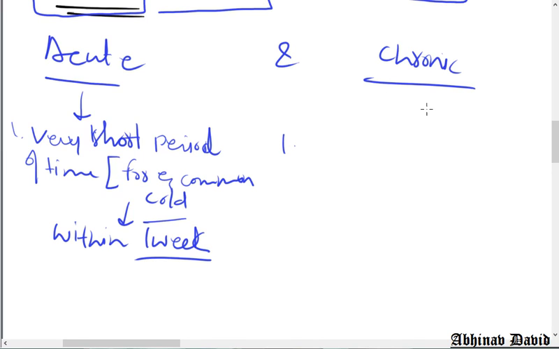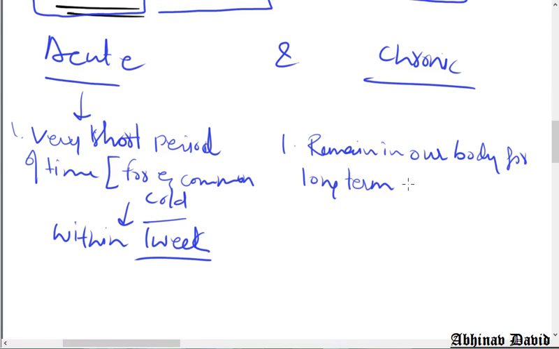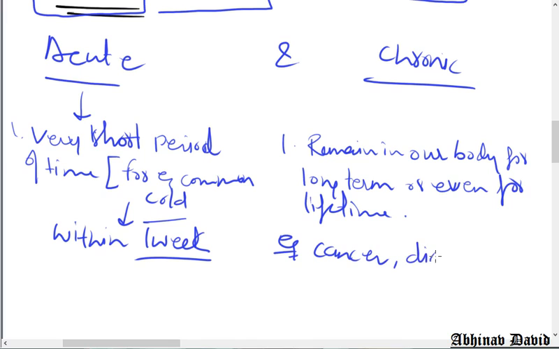Let us discuss the chronic. Chronic means these diseases remain in our body for a long time, even for a lifetime. Examples you can note down: cancer, a long term disease; diabetes, a long term disease. Diabetes is a lifetime disease. But now, according to new research, we can cure diabetes. But then there are certain things which the person has to follow.